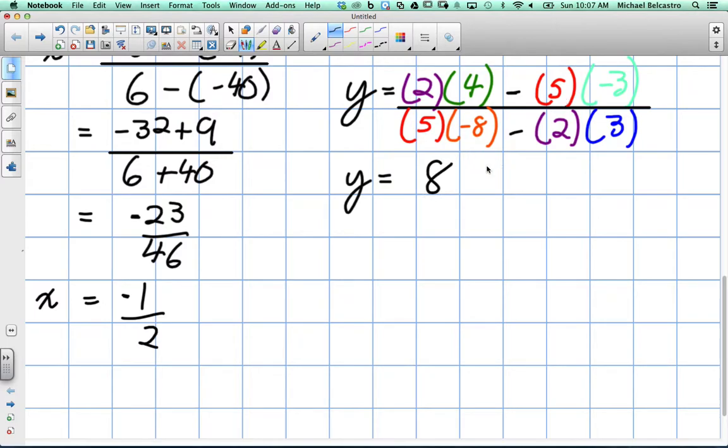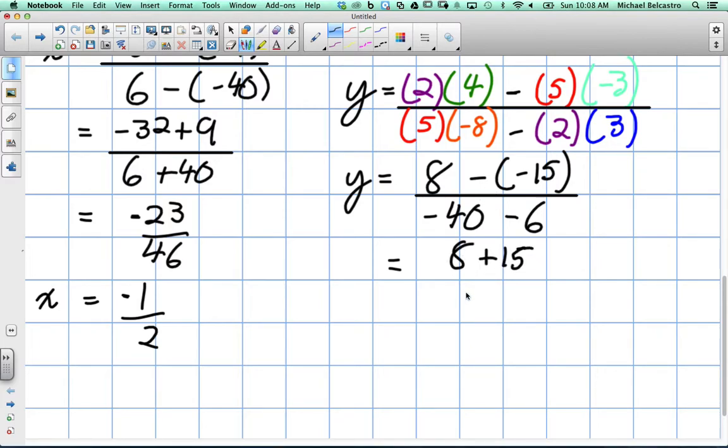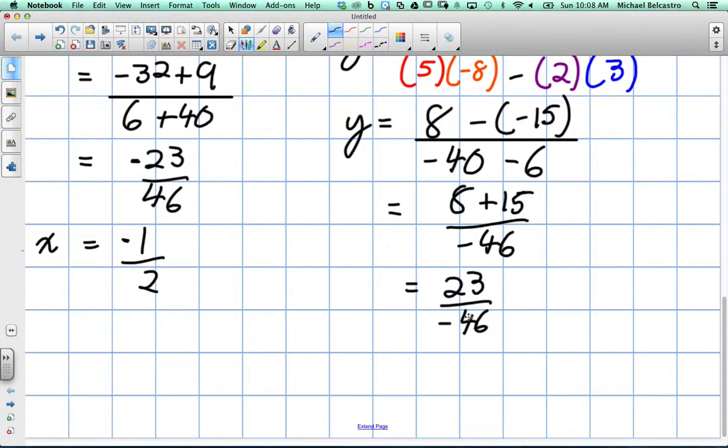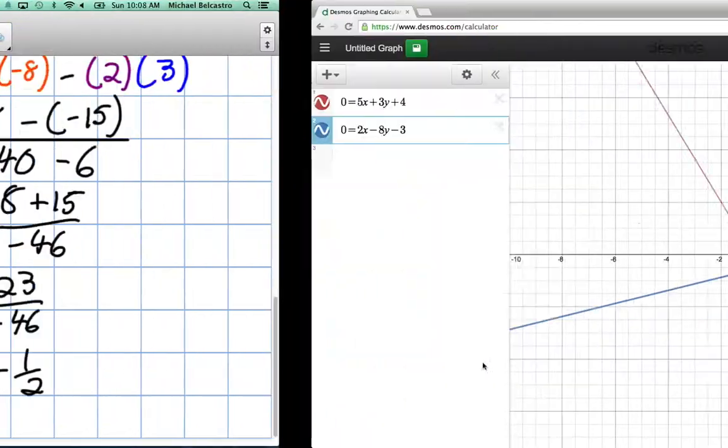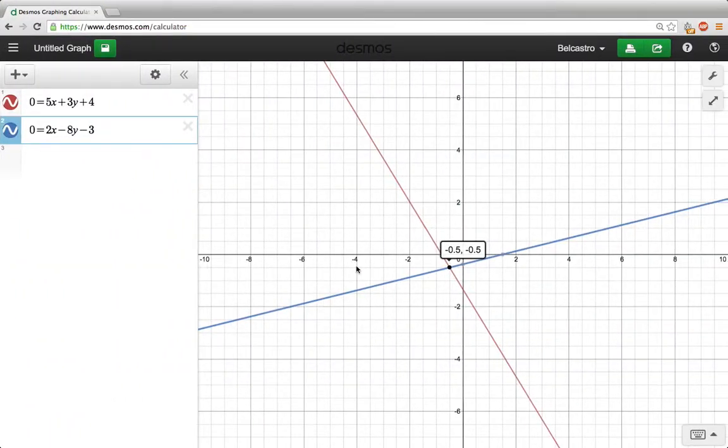2 times 4 will give us 8, subtract 5 times negative 3, which is negative 15, divided by 5 times negative 8, which is negative 40, subtract our 6. Very similar to what we had before on the bottom. On top is going to be 8 plus 15, and I'll simplify the bottom, might as well. This will become negative 46. 8 plus 15 is 23, divided by negative 46. And again, we know that this simplifies into negative 1 over 2, which is exactly what we found when we graphed it. We graphed our two equations and got negative a half and negative a half.